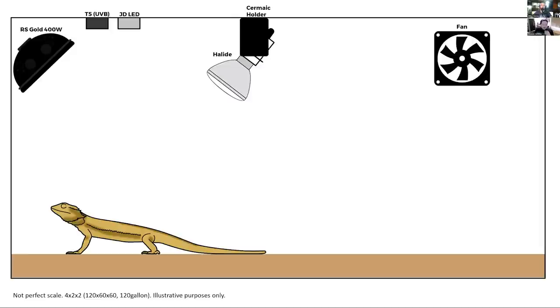Again, I wouldn't recommend this sort of full-on setup for mum and dad buying little Timmy a bearded dragon for his bedroom, right? This isn't what I would recommend. This is someone who wants to advance that a little bit more. But I would recommend they use an LED still. I still would recommend that.